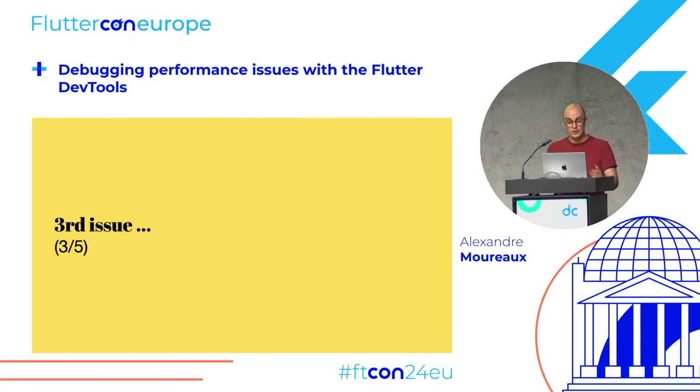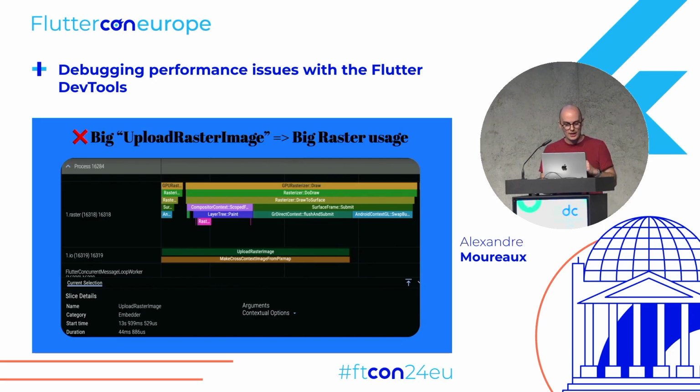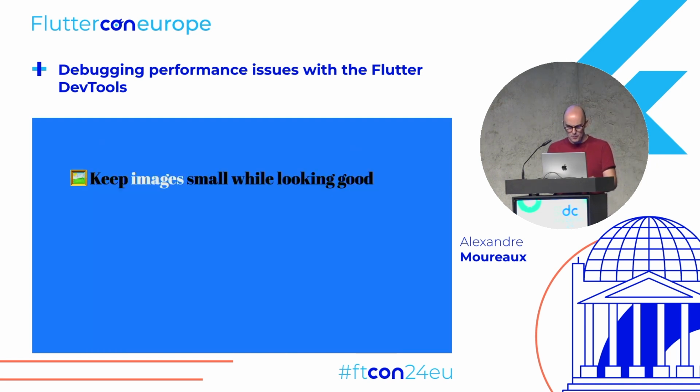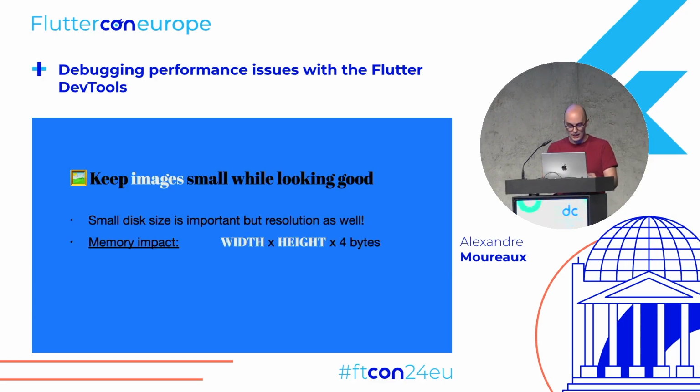So essentially, this is the third issue. Images can have a massive impact on our app. We saw that they can trigger a massive usage on the raster thread, but also on the IO thread. You can spot them in the network tab, for example, because you see the size and resolution. The rule of thumb here is that you should keep images small. Small disk size is important, but never forget about resolution as well.